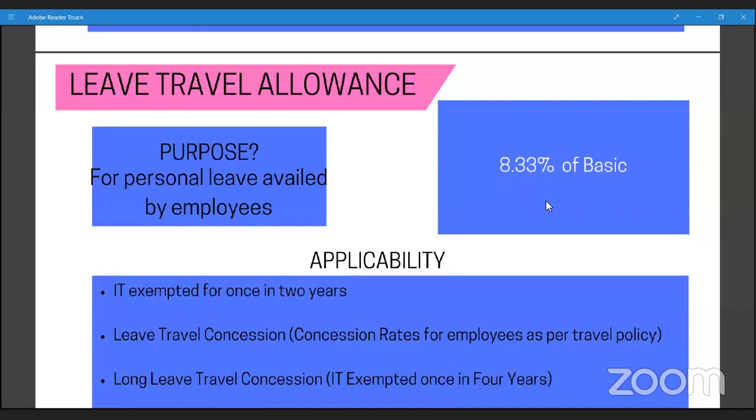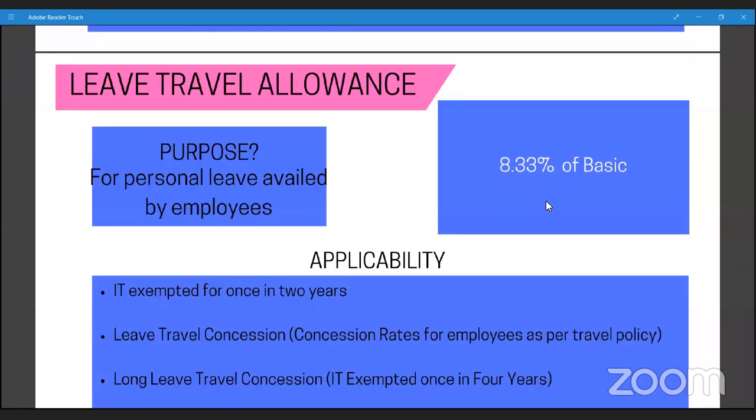So like this you can use that LTA, and you can accumulate it and use it also. But this LTA is completely for personal travel only. It is not any business travel or official trips. It is only for a personal travel purpose. This LTA is being used, right?